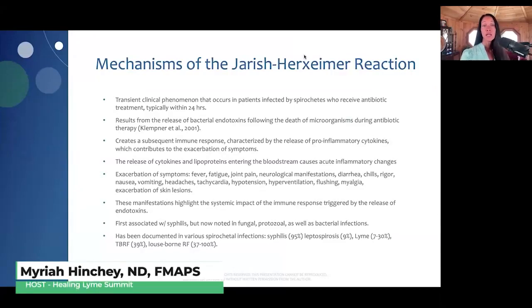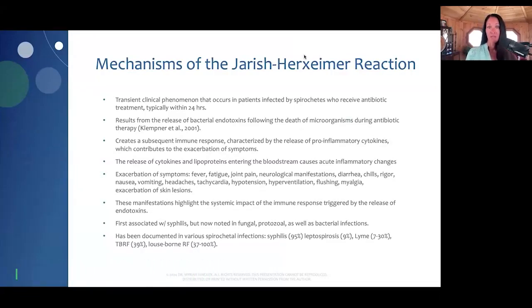So, this is a transient phenomenon that occurs in patients who are infected by spirochetes, which is the type of bacteria that Borrelia, or the Lyme causing organism, is. And usually it's going to be cyclical, and you're going to have the biggest Herx reaction in the beginning.